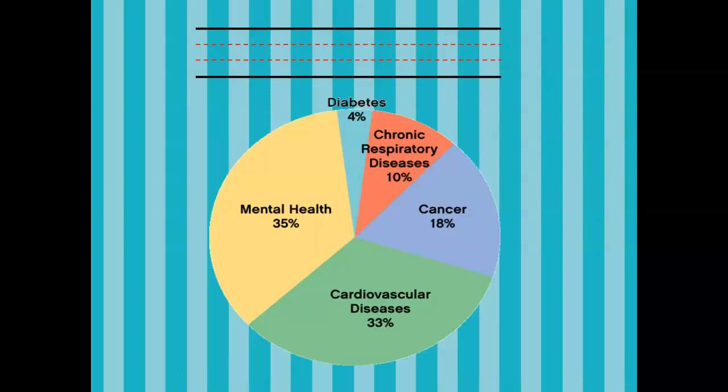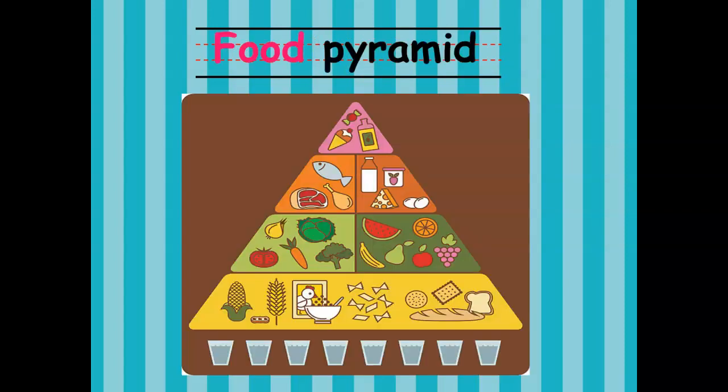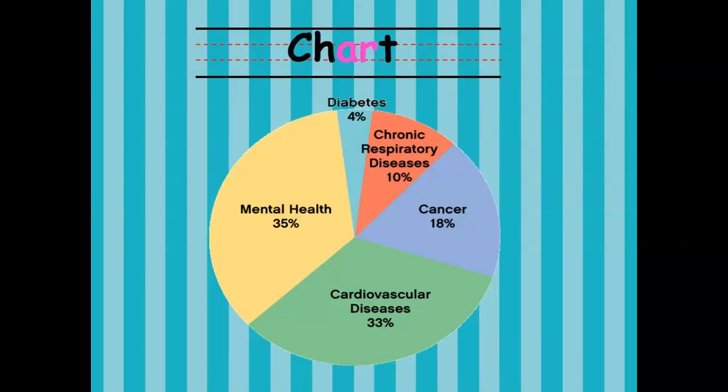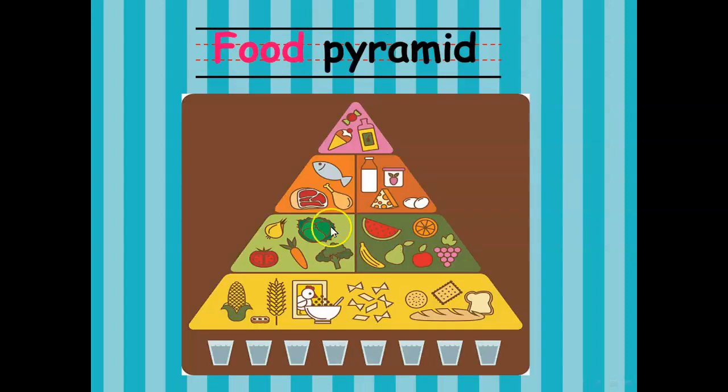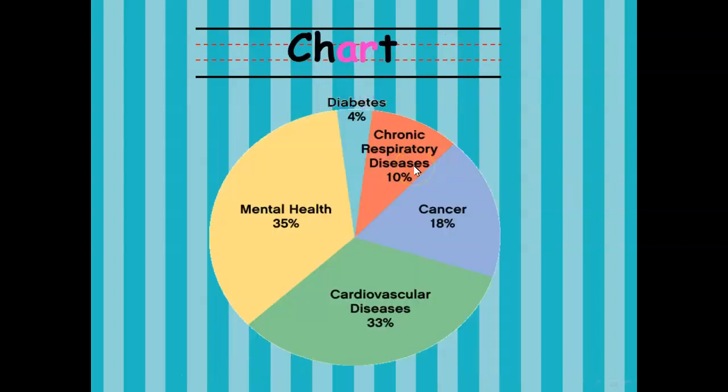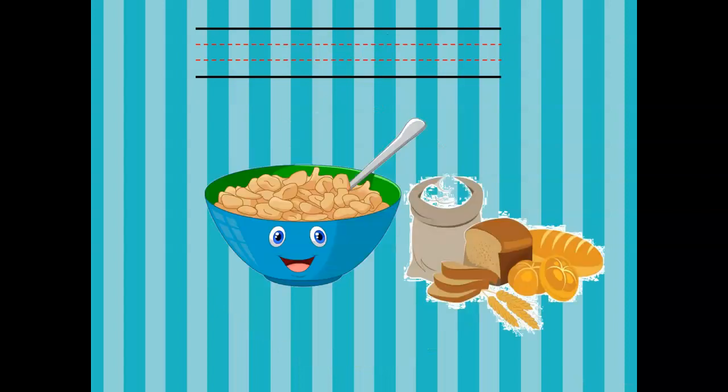The second word is, what can you see here? I can see a chart. So this is a chart, and this is also a chart of a food pyramid. Chart, C-H-A-R-T. Number one, food pyramid. Number two, chart, C-H-A-R-T. This is a chart, and this is also a chart of a food pyramid.